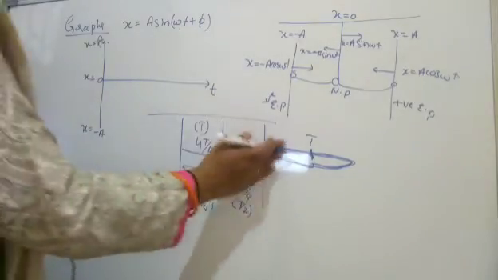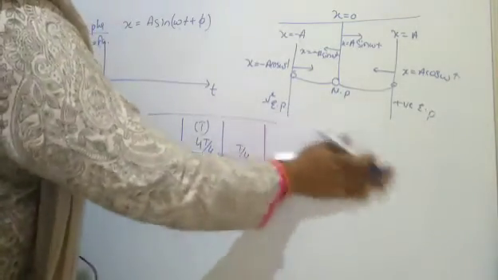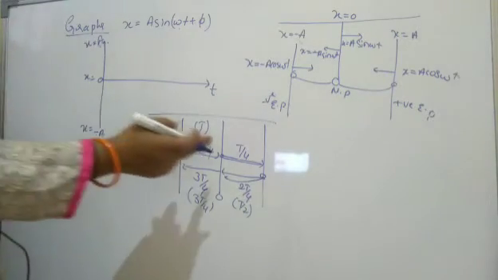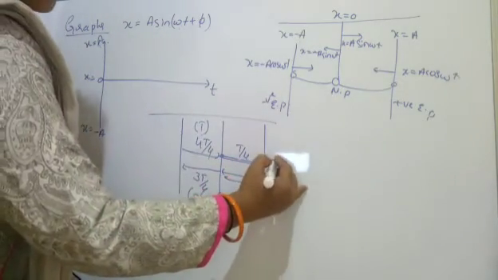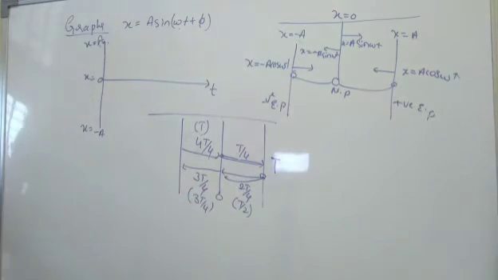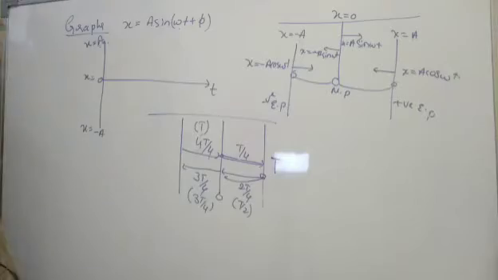So the total time taken to complete one oscillation is the time period, T. Total time period T it is. But in the execution of simple harmonic motion, four steps are there.